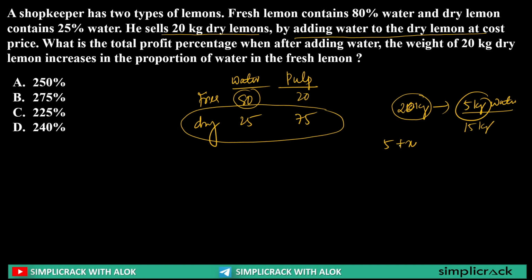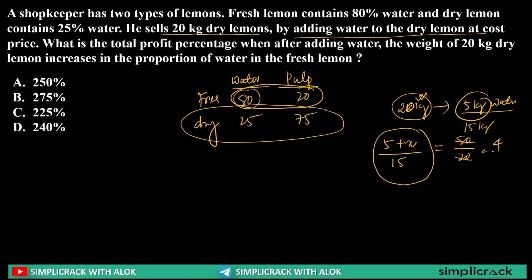Now what it is saying, the proportion of water to pulp in this 20 kg is the same as in fresh lemons, that is 80 by 20 or 4 by 1. Clear? After adding water, the weight will be in this proportion, or I can write 5 plus x is equal to 15 into 4, that is 60, so x is equal to 55.